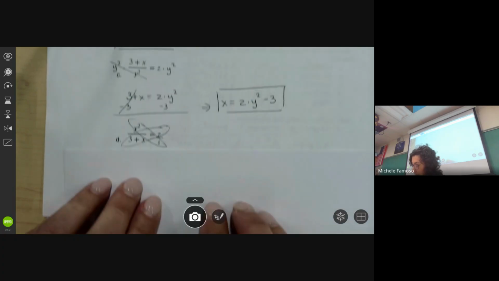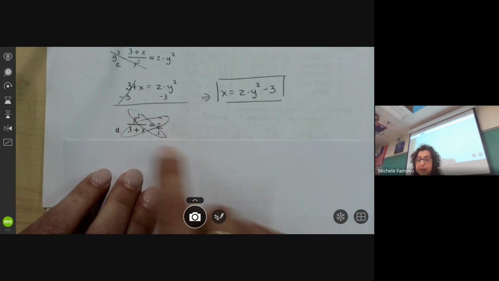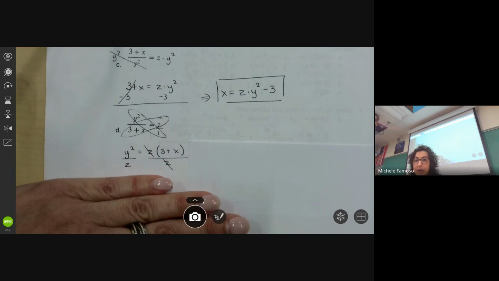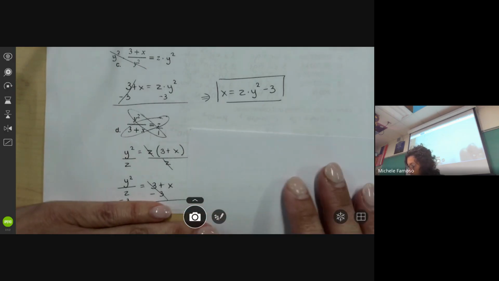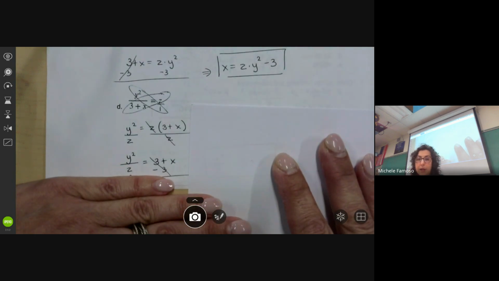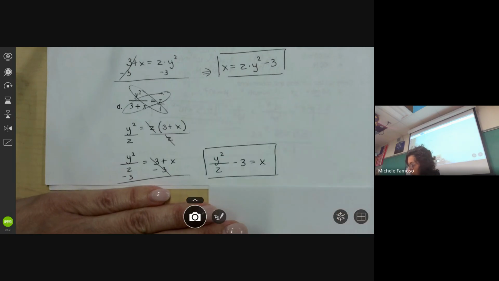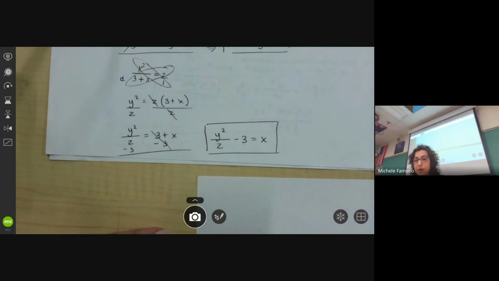In letter D, I have to cross multiply this thing out first. So that gives me y squared is equal to z times the quantity 3 plus x. Now I have to divide both sides by z, giving me y squared over z is 3 plus x. Now I'm going to subtract 3 from both sides, giving me y squared over z minus 3 is equal to x.